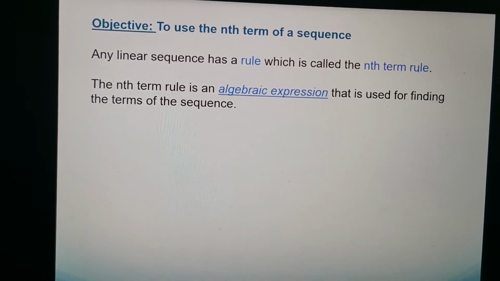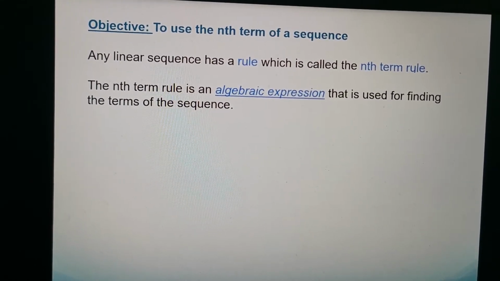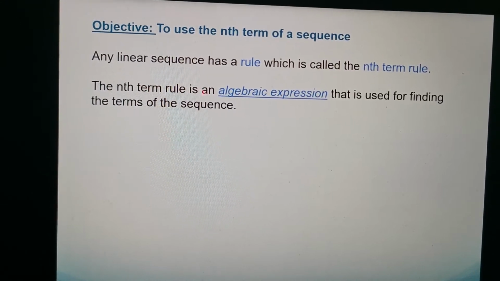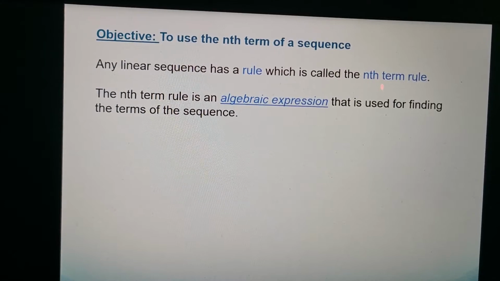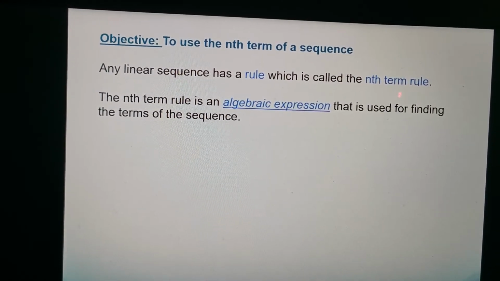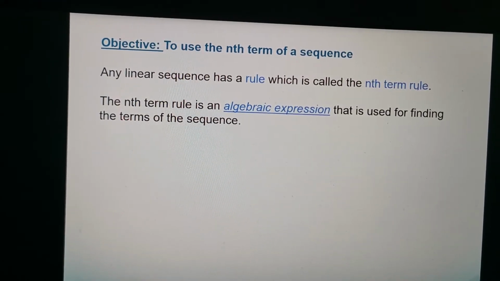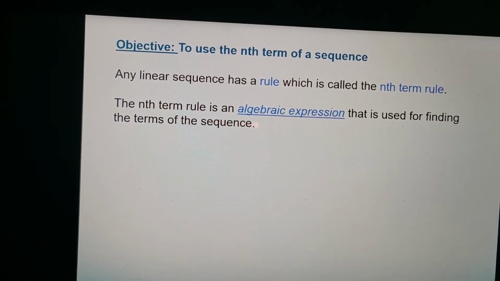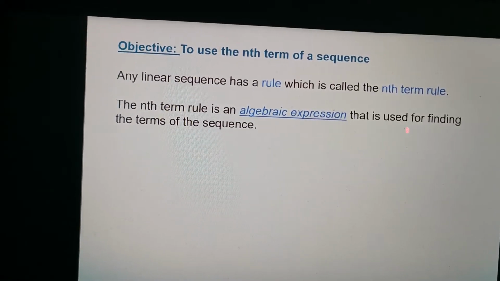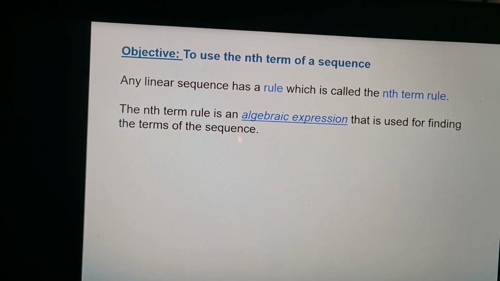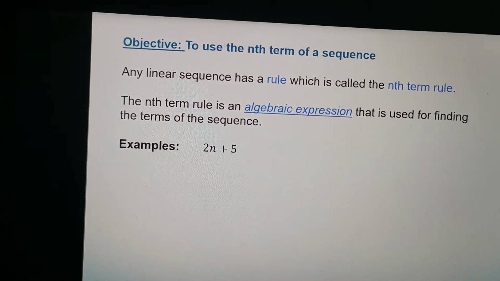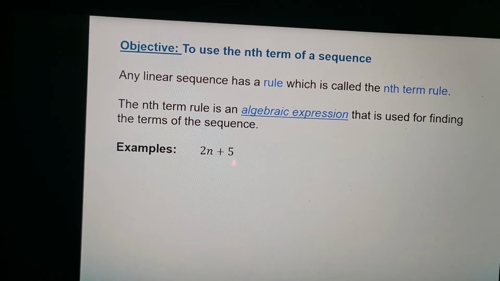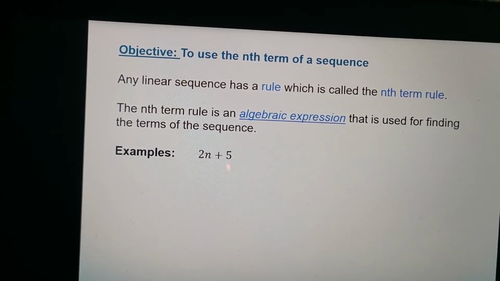The next thing that you have to know about this lesson is the rule. Any linear sequence has a rule which is called the nth term rule. So whenever I'm talking about the nth term rule, this means I'm talking about the rule of a linear sequence. The nth term rule is an algebraic expression that is used for finding the terms of a sequence. Examples: 2n plus 5. This is called the nth term rule. As you notice, it's an algebraic expression.